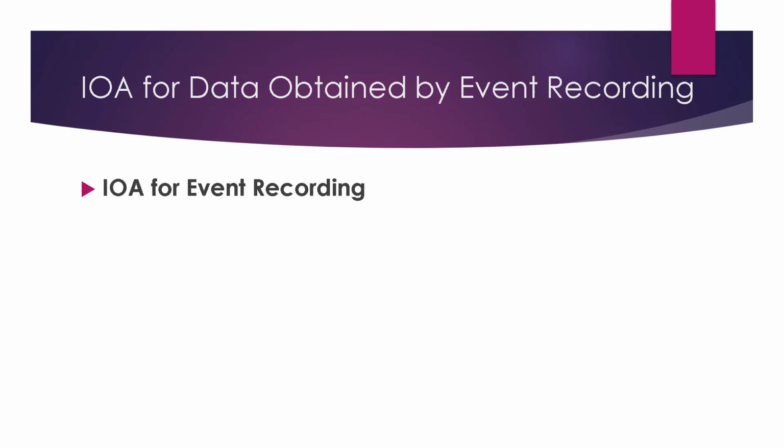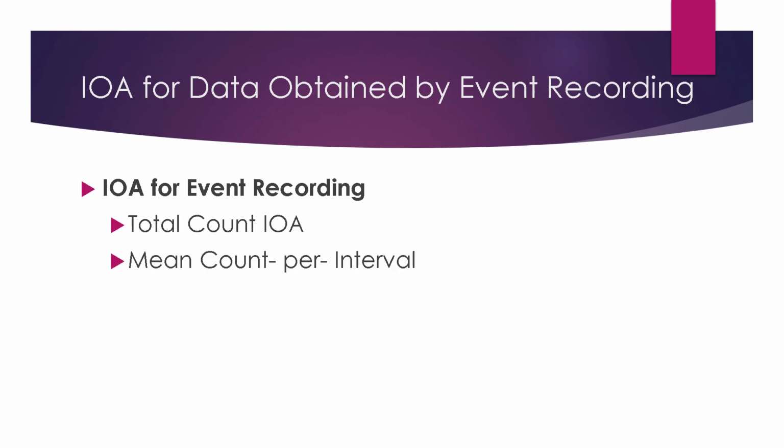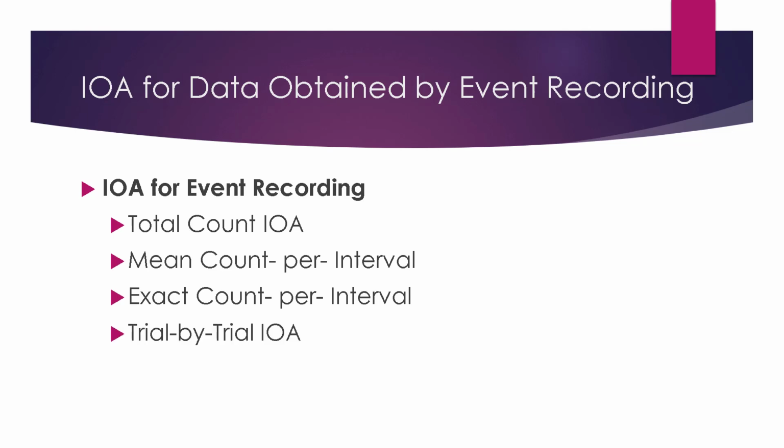The various methods for calculating IOA for data obtained by event recording are based on comparing the total count recorded by each observer, the counts tallied by each observer during small intervals of the measurement period, or by each observer's count of 1 or 0 on a trial-by-trial basis. There are 4 types of IOA methods for data obtained by event recording: total count IOA, mean count per interval, exact count per interval, and trial-by-trial IOA.